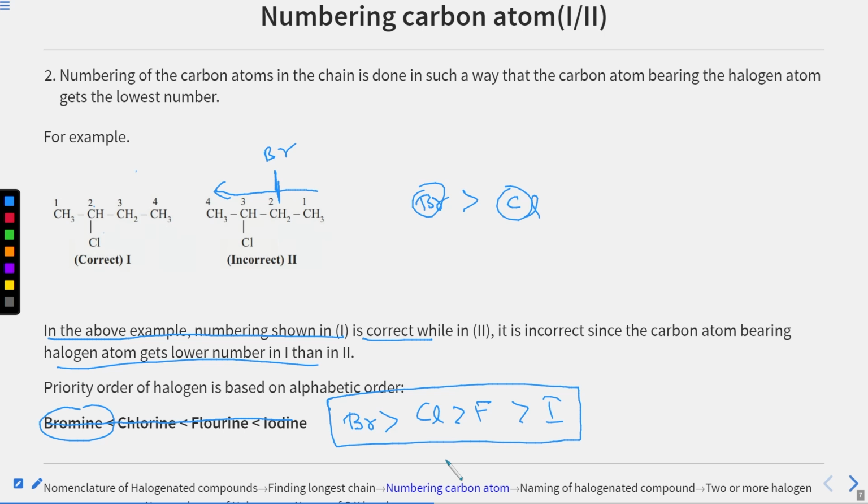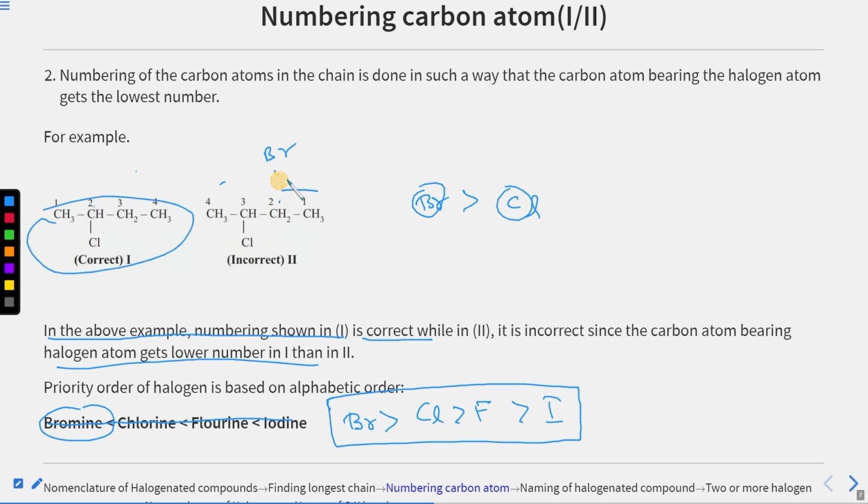So what did I say in this whole slide? First of all, you will find the longest chain. Then we will try to number it. We will try to number it from both sides, and you can have 2 possibilities only. So at the point you have found the longest chain, you can do it from 2 sides, either left or right. Okay. Now we will do the numbering from that side where the substituent comes first. So here we have that example.